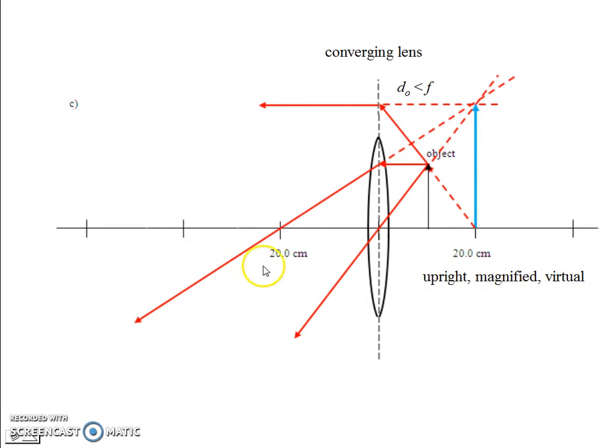When you look at the math, we look at the situation here, of course, DO is less than F. For a converging lens, we got this virtual image.